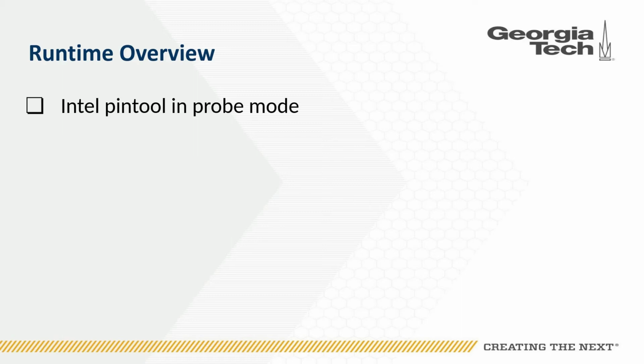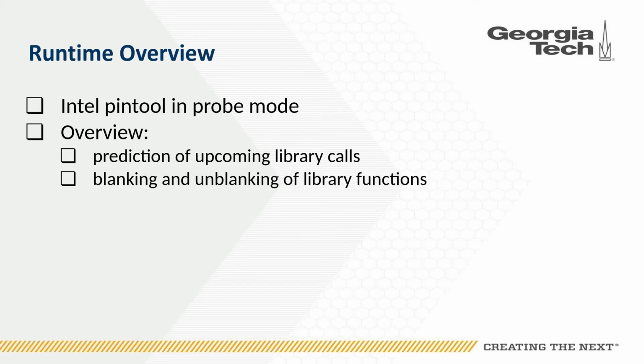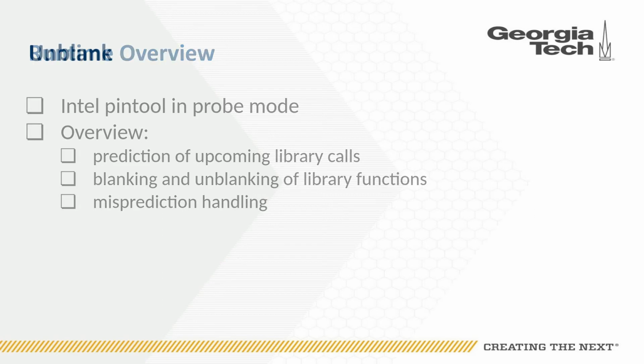What we've done is take Intel's Pin framework, which came out in PLDI in 2005. We built a Pin tool with it, which allows us to instrument trampolines at function granularity at near native run speed. At a high level, a program running with BlankIt will be constantly predicting upcoming library calls, loading and unloading the library functions that are needed, and handling mispredictions.